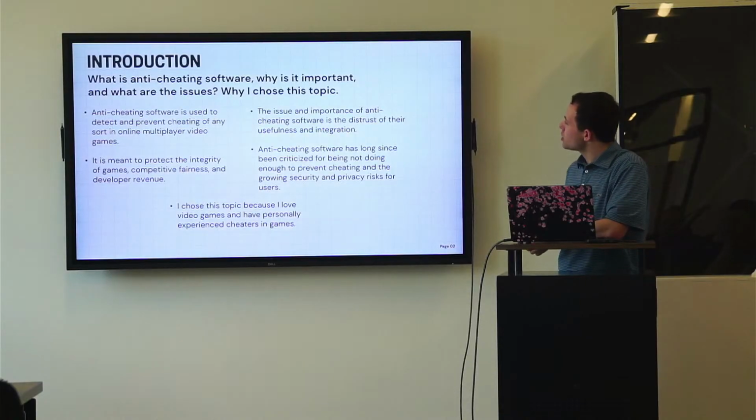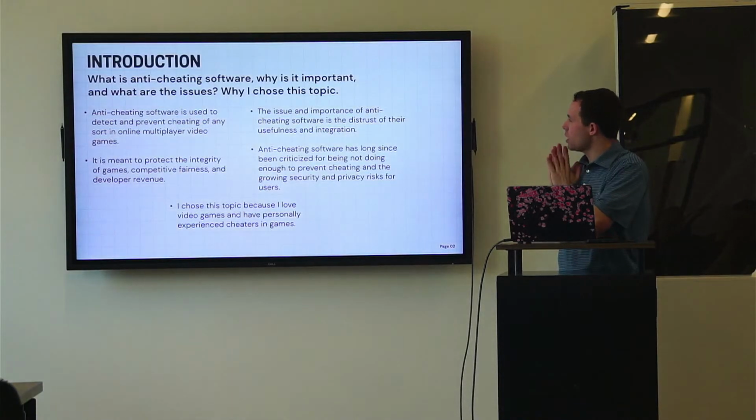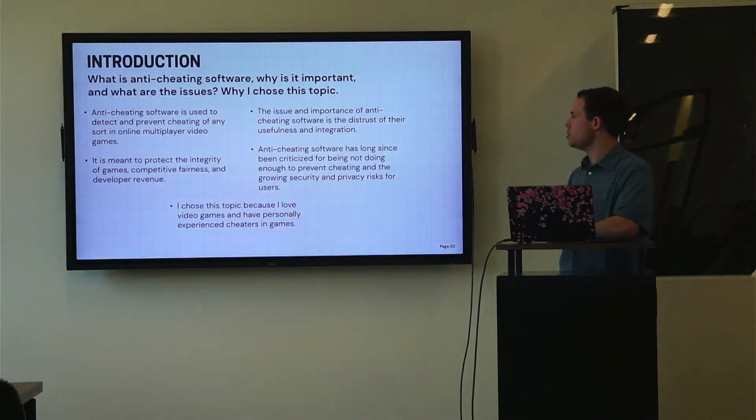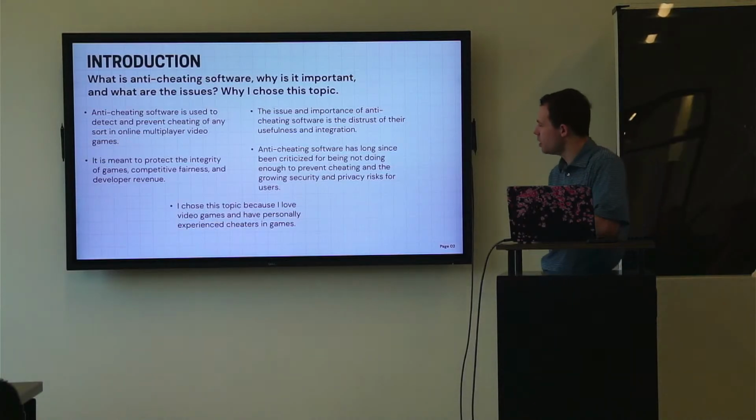The issues and why I chose this topic. The issue with anti-cheating software is that people often distrust it because of how they view it and its history. It has long been criticized for not being enough to actually prevent cheating, and there are also growing security and privacy risks for the users. I chose this topic because I like video games and have personally experienced some cheaters in some of the games I've played in my time.